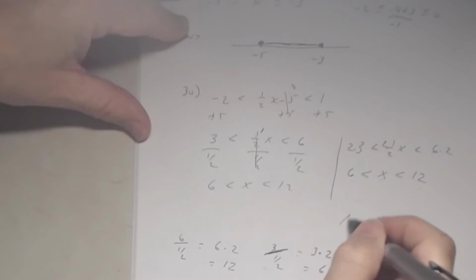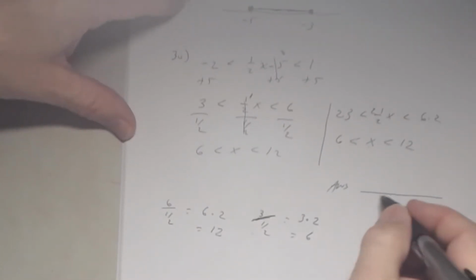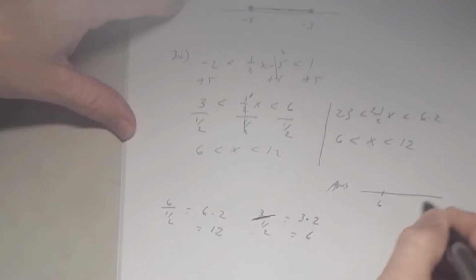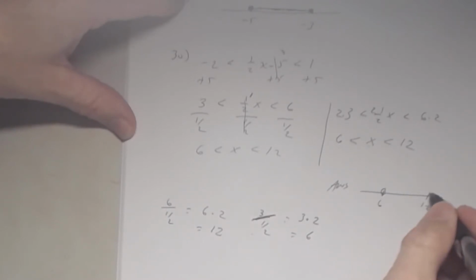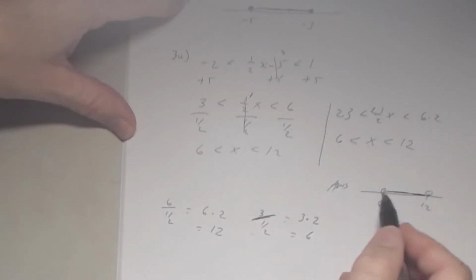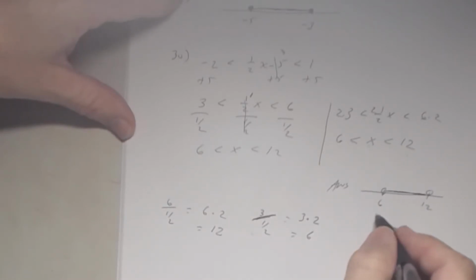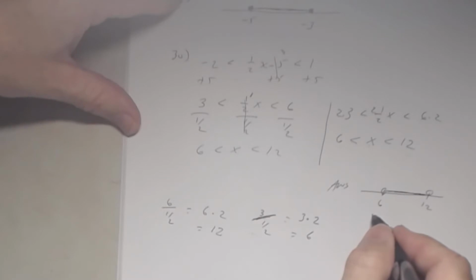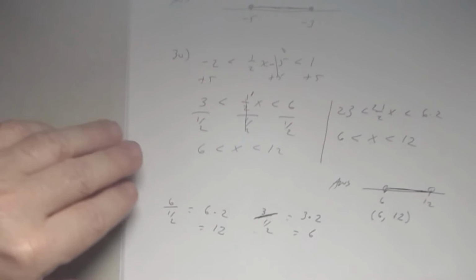Okay, so then your answer, what are you going to put? What are you going to shade? Between what? Between 6 and 12. On 6, open. 12, you shade everything between them, right? How many solutions are there between 6 and 12? An infinite number. All right. What would the interval notation be? Okay. All right.